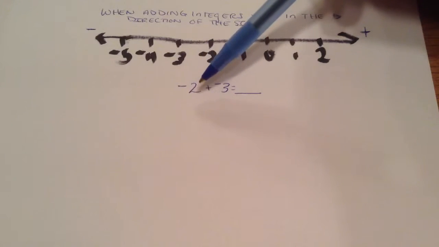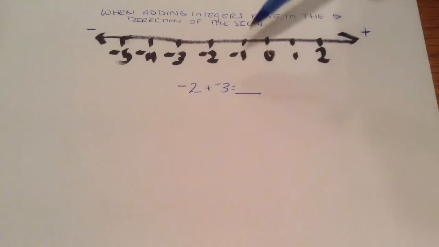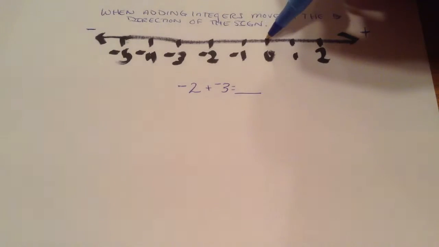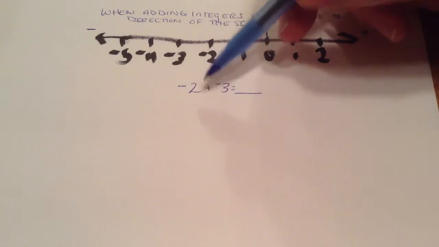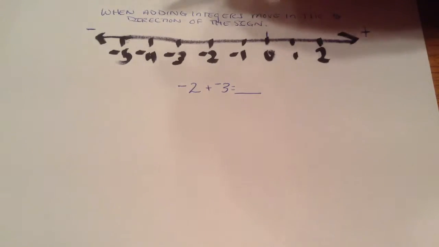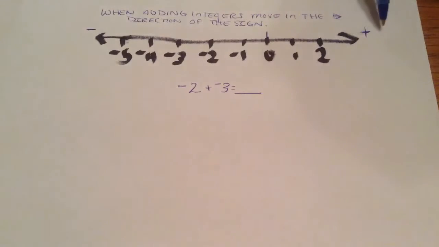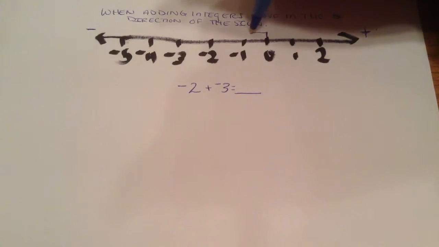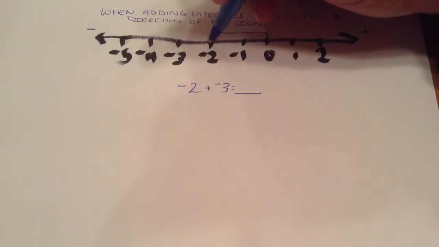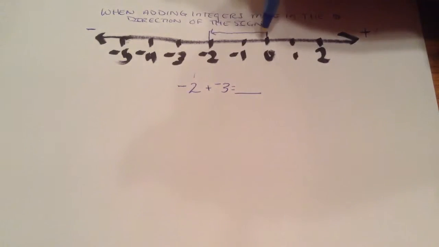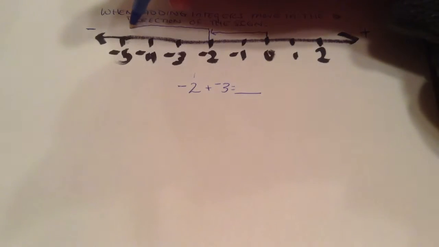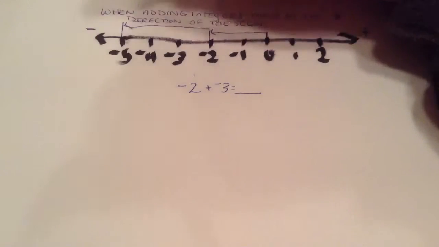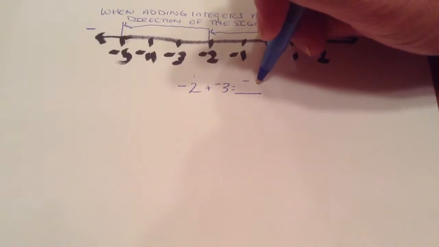So I have a negative 2 plus a negative 3. So once again, we're going to start at 0 because that is the origin. We're going to move 2 units in the negative direction. Negative direction this way, positive direction this way. So we move 2 units in the negative direction first. There's our negative 2. Then to that we add a negative 3. So we go 1, 2, 3 more units in the negative direction. We end up at a negative 5.